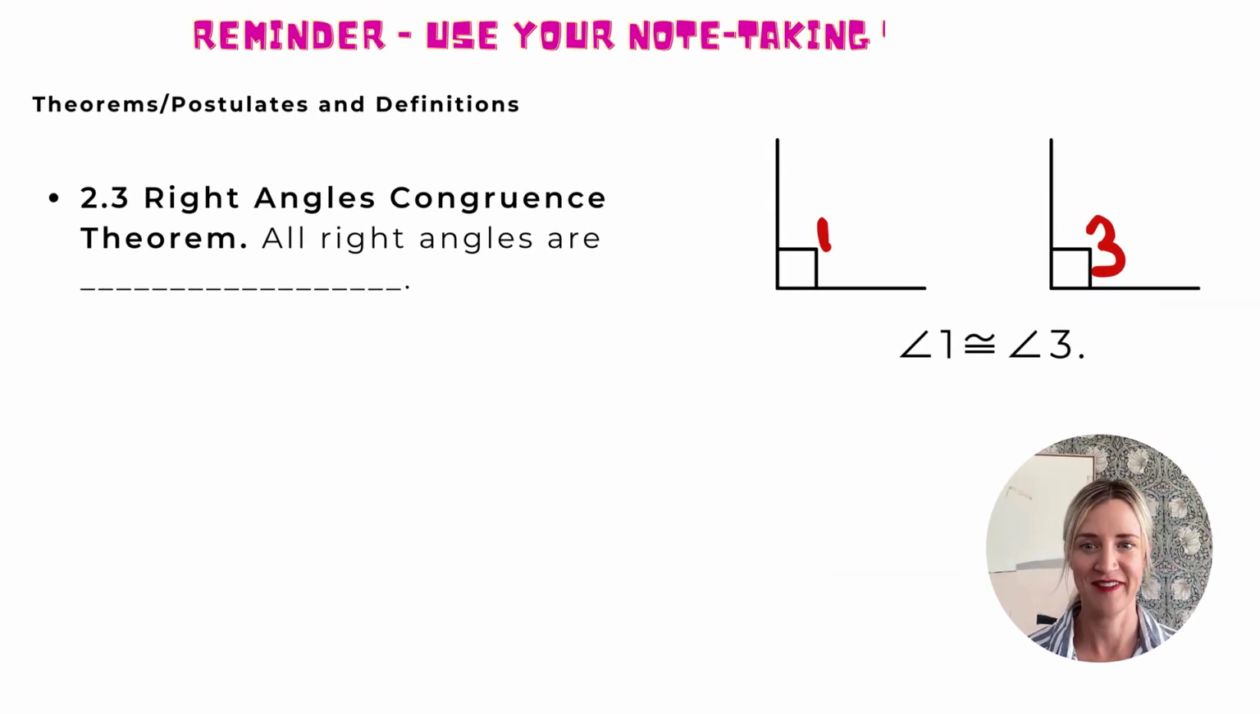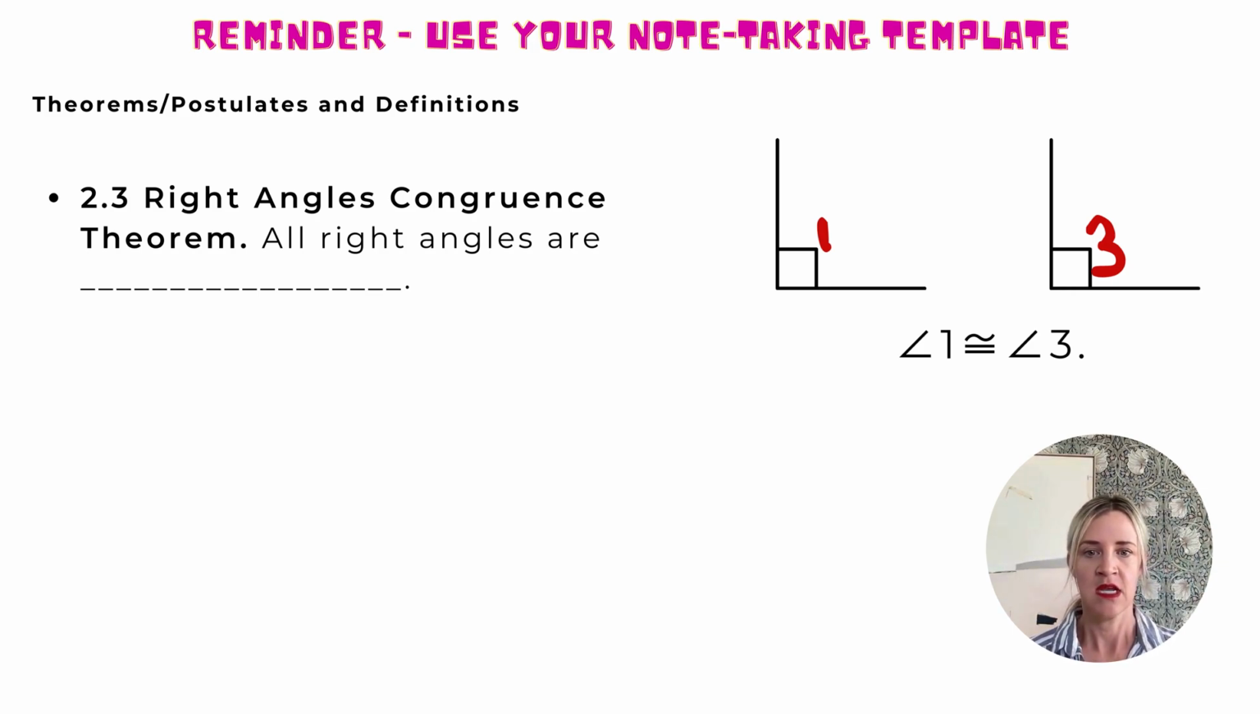Right. So the title of this lesson is Proving Geometric Relationships. So we're going to do some more proofs, or we're going to use things that we've proven. And to do that, we need to go over some more theorems. First one, 2.3, right angles congruence theorem. Might seem like common sense here, but a theorem is something that's proven, and then we can thus use in proofs.